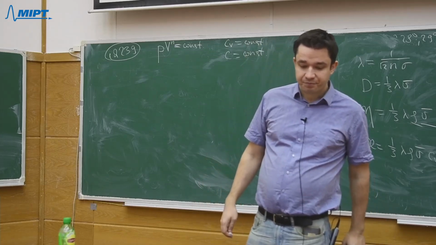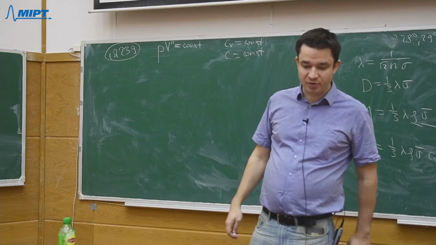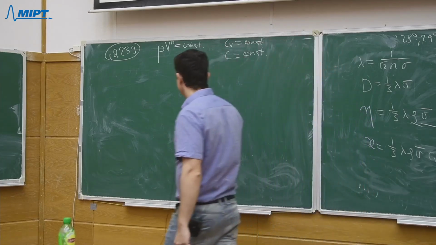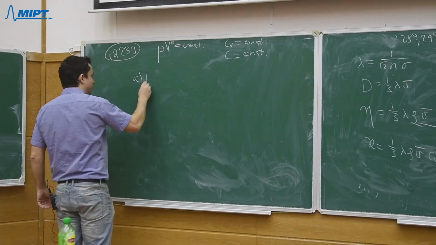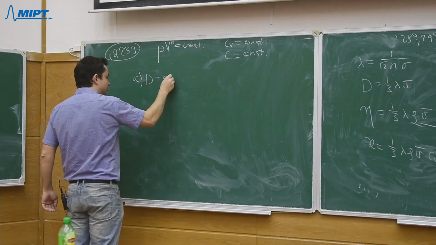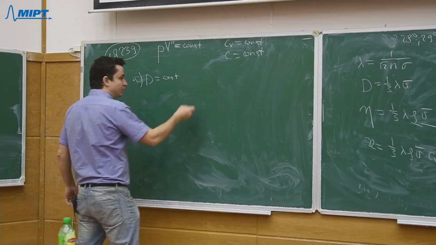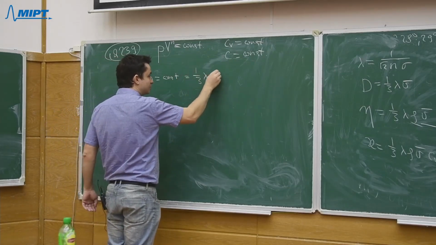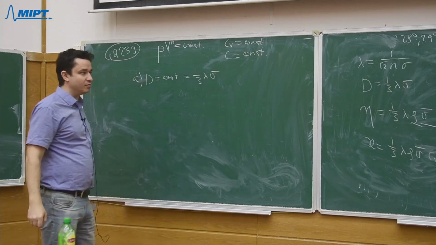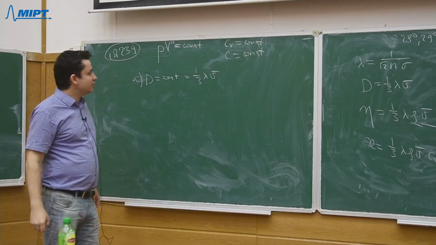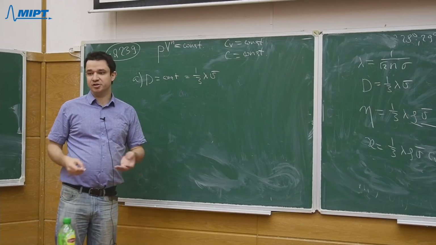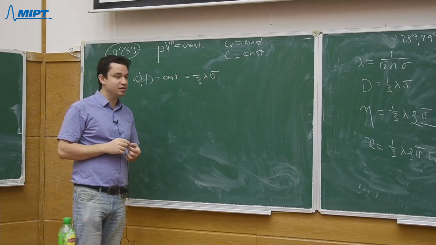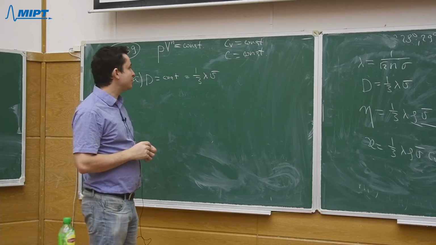Okay, find the polytropic exponent n if in this process the coefficient of diffusion D remains constant. Diffusion coefficient is constant. And as we know, the diffusion coefficient is 1/3 times lambda times mean thermal speed. Of course, these quantities are all about some microscopic events, so we need to relate them somehow to pressure, volume, and temperature.